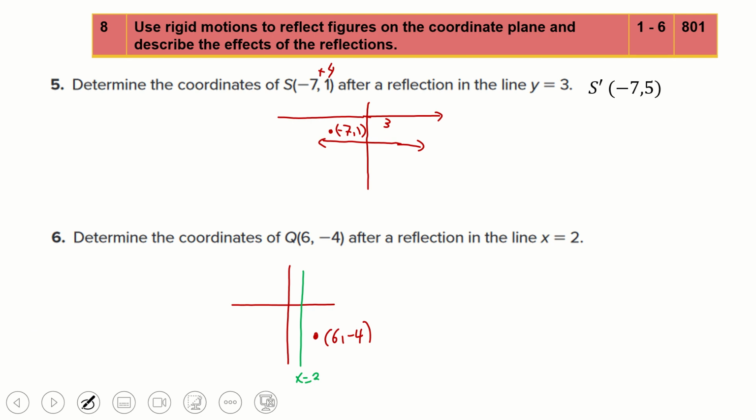So how many units between 2 and 6? This is 4 units, 4 units until you reach 6. So you will go here 4 units until you reach the new point. Notice that the y coordinate doesn't change, but from 2, if you subtract 4, you get negative 2.